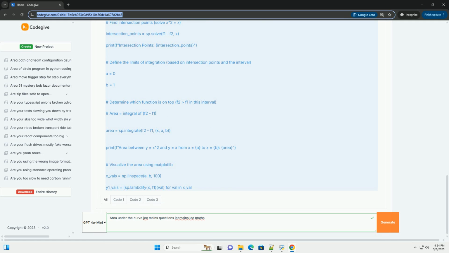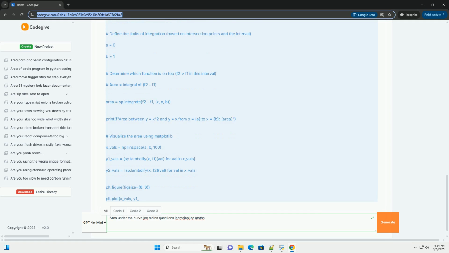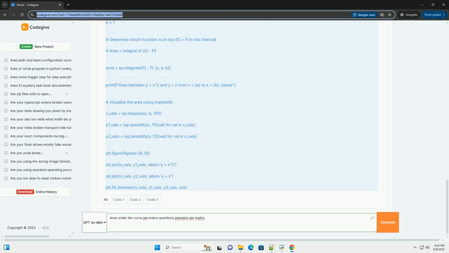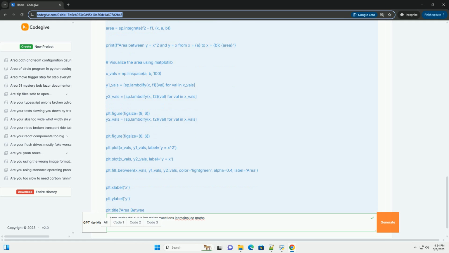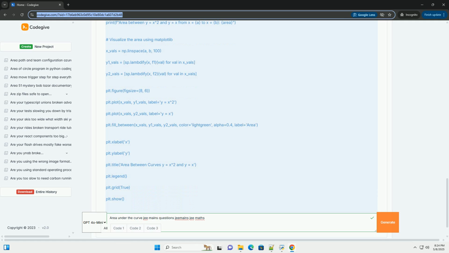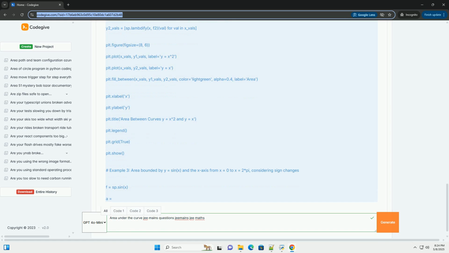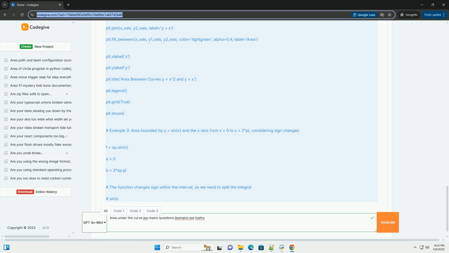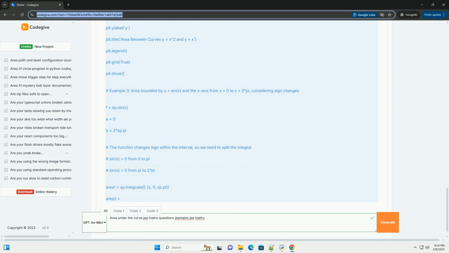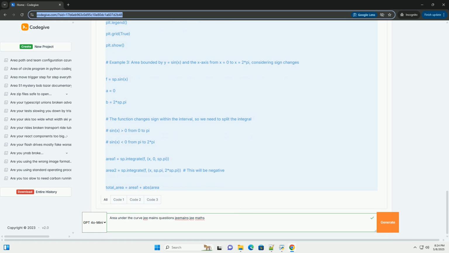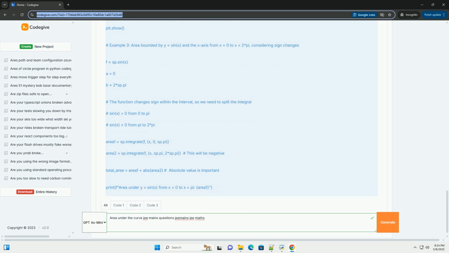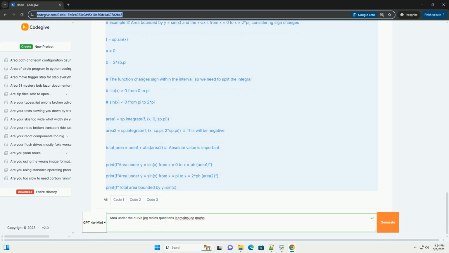Foundational concepts. 1. Definite integral as area. The definite integral ∫ from a to b of f(x) dx represents the signed area between the curve y = f(x), the x-axis, and the vertical lines x = a and x = b. Signed area: if f(x) ≥ 0 on [a, b], the integral gives the area above the x-axis. If f(x) ≤ 0 on [a, b], the integral gives the negative of the area below the x-axis.